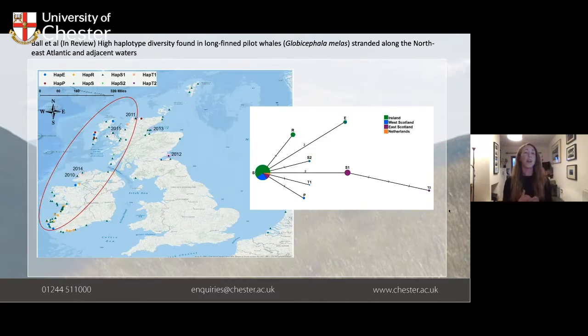So the first results now that we're seeing from Rachel's work actually show that the Northern Hemisphere has far more genetic diversity in long-finned pilot whales than was previously thought. And that the western coasts of Ireland and Scotland are particularly important from this aspect. And we're recommending that the west coast of Scotland is a key area for conservation focus. And this can be seen due to the number of haplotypes. So that's the amount of genetic diversity, but also the number of family pods that exist within that area.